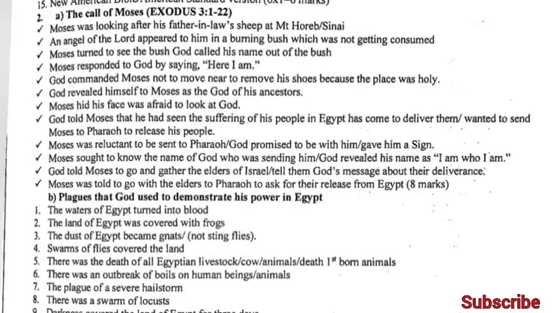The call of Moses is found in Exodus chapter 3 verse 1 to 22. Moses was looking after his father-in-law's sheep at Mount Horeb. An angel of the Lord appeared to him in a burning bush which was not getting consumed. Moses turned to see the bush. God called his name out of the bush.